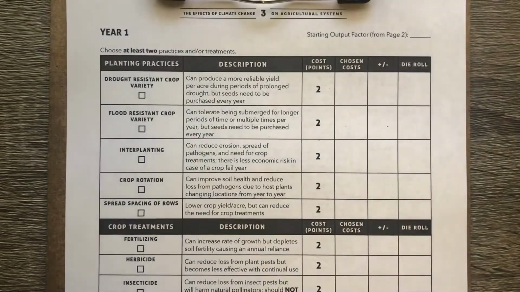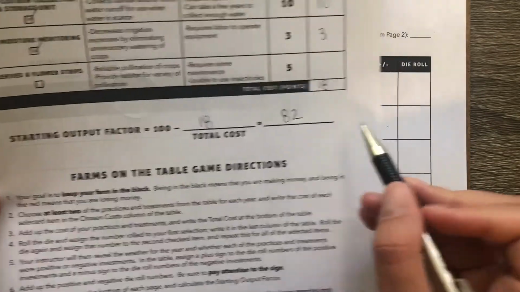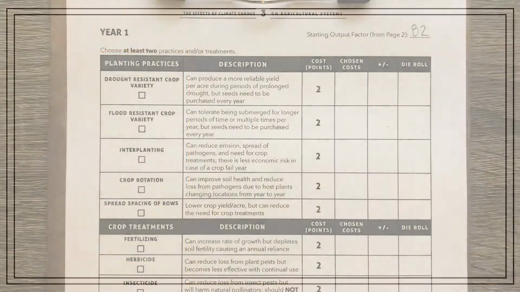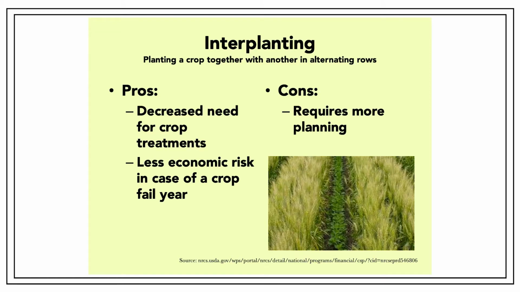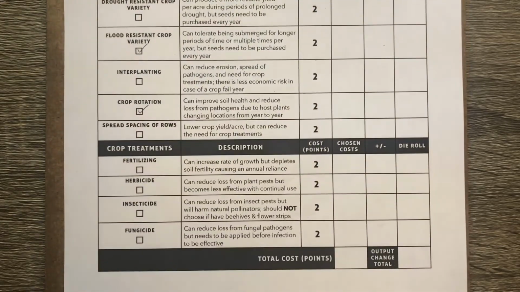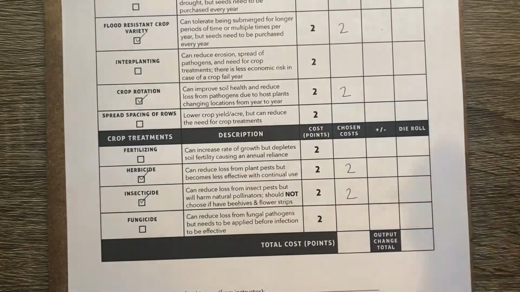Turn to page 3. Students will follow the same steps for each of the 6 years. Copy the starting output factor from page 2 at the top. Next, students must choose at least 2 planting practices or crop treatments to implement on their farm that year. Use the PowerPoint to give an overview of the 9 planting practices and crop treatments. The weather conditions will affect the success of a farmer's choices, so students should consider the climate of their farm. They will place a check mark under the chosen practices and treatments, fill in the chosen costs column, and add up the total cost.